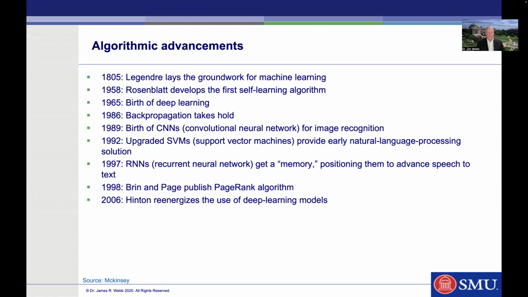1986, backpropagation. 1989, we talked about CNNs earlier for image recognition. 1992, we started to upgrade support vector machines. 1997, recurrent neural networks where we got a memory. We've gone over those things. 1998, if you don't know those two names, you probably should. Those are the guys who founded Google.